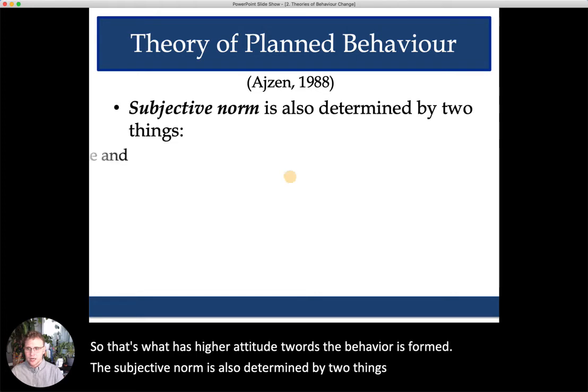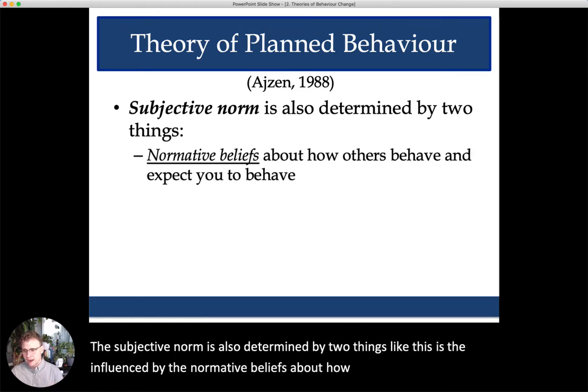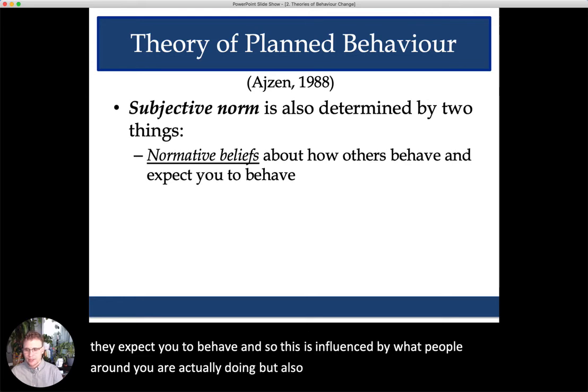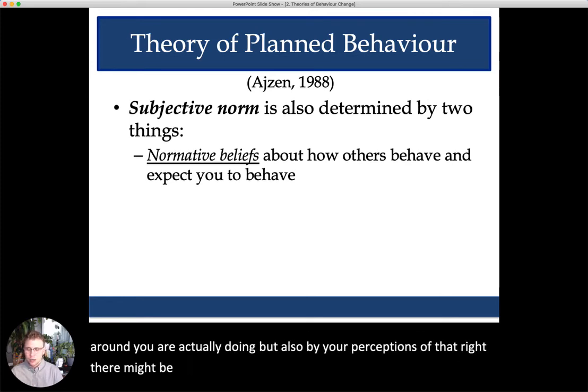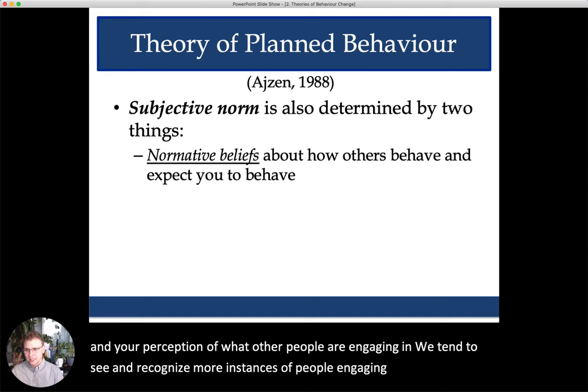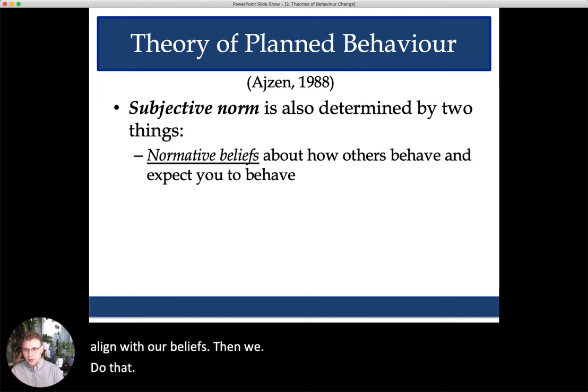This is influenced by the normative beliefs about how others behave and how they expect you to behave, and so this is influenced by what people around you are actually doing, but also by your perceptions of that, right? There might be biases in which others you look to inform your behavior and your perception of what other people are engaging in. We tend to see and recognize more instances of people engaging in behaviors that align with our beliefs than we recognize people who don't.